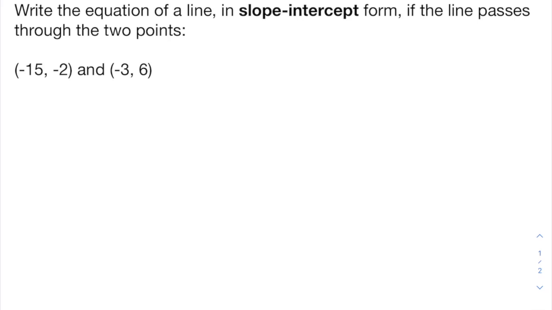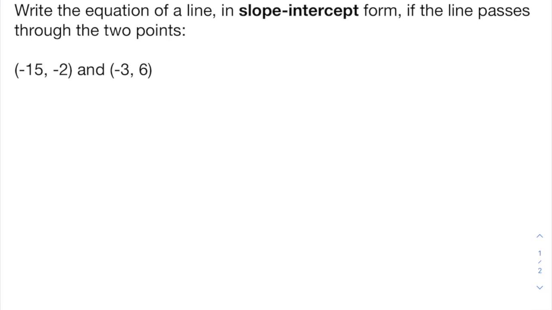Murray's Mathland channel. So today we're taking a look at a classic Algebra 1 question. Write the equation of a line in slope-intercept form if the line passes through two given points. Specifically here, the points (-15, -2) and (-3, 6).